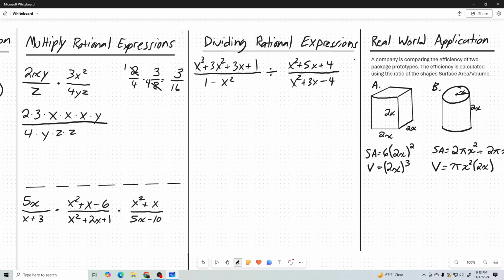Now, one thing you should see is that a 2 and a 4, we can eliminate the 2, and this one will turn into a 2. All right, and then the 3 won't match with anything. We have a bunch of x's. It looks like we also have a y in common, so let's strike these y's. And all we have left is 3x cubed over 2z squared.